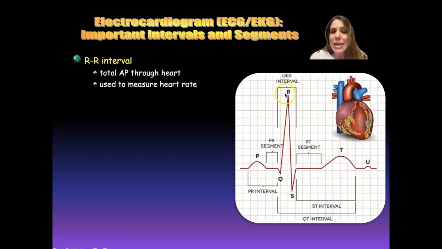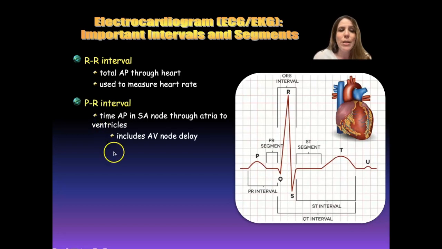And what that means is from R wave to R wave. So you're looking at a full cardiac cycle there. And we're going to use this to measure heart rate. And what it's really doing is looking at the total action potential through the heart. So it's kind of tracing that action potential all the way through the heart during one cardiac cycle so you can determine the heart rate.